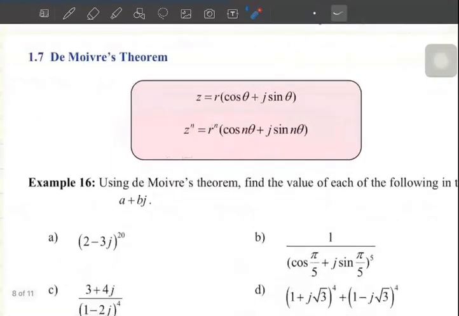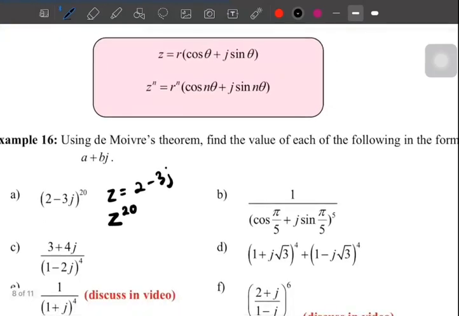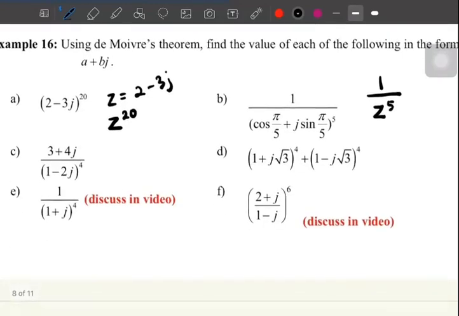Yang ni maksud dia untuk A ni, maksudnya awak punya Z adalah 2 tolak 3J lah. So you nak cari Z kuasa 20. Okay. Yang ni maksudnya yang P ni you nak cari 1 per Z kuasa 5. Tapi Z awak ni dah dalam bentuk polar form. Kan? Yang ni you nak cari 3 tambah 4J per Z kuasa 4. Yang ni you nak cari Z kuasa 4 tambah Z kuasa 4.